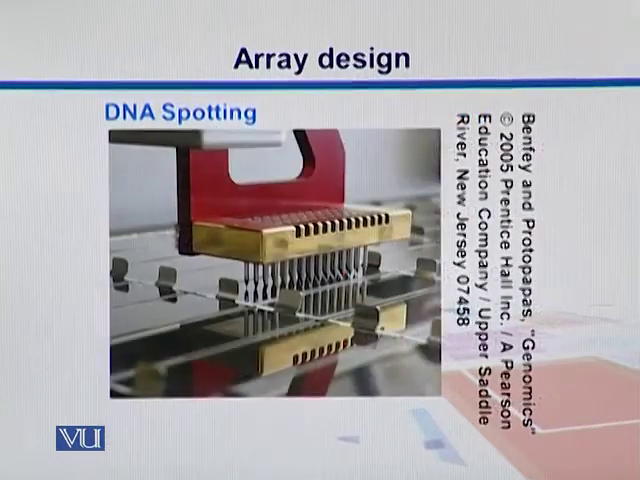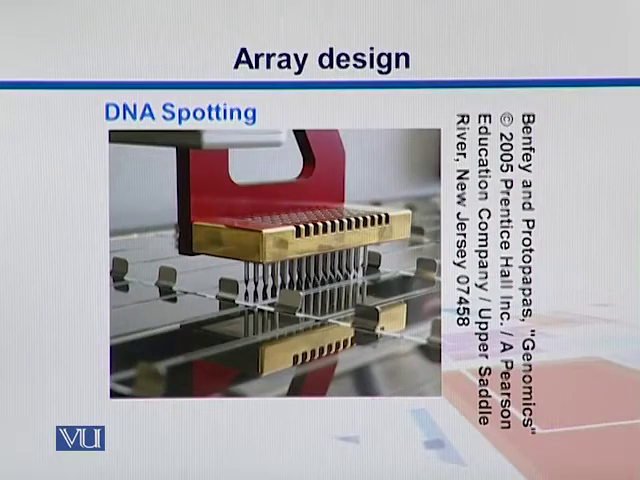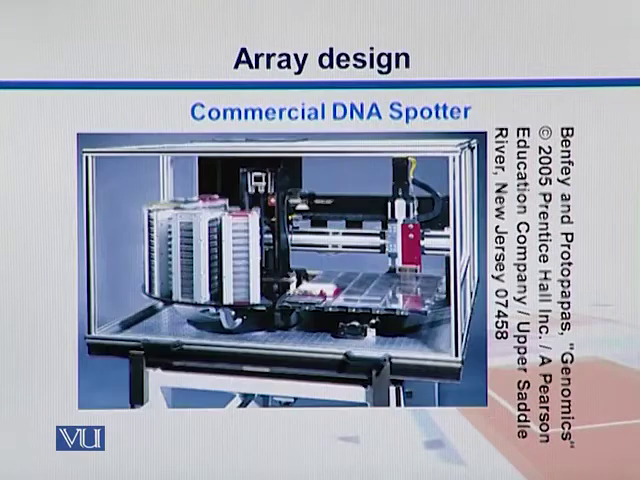Here we see the spotting printer. There is a robot or machine, and down there are the slides, and we have a large number of pins transferring this DNA to those slides. That DNA can then attach to the glass in the slide. This is a picture of a commercial spotter. A large number of slides are present, and the spotter, with the help of those pins, transfers those probe cDNAs into each of the slides.